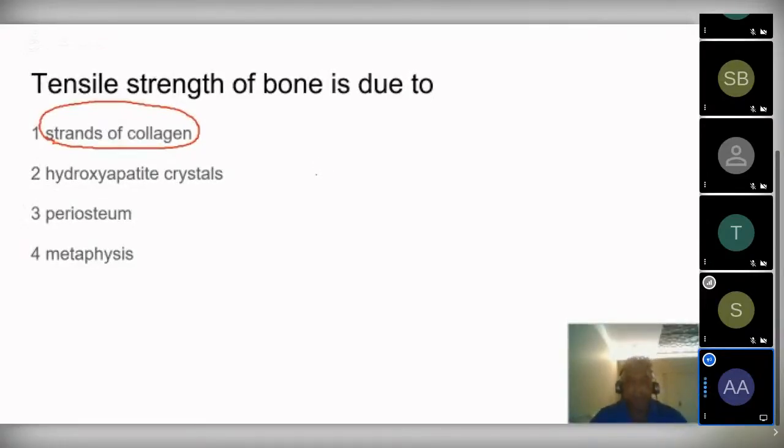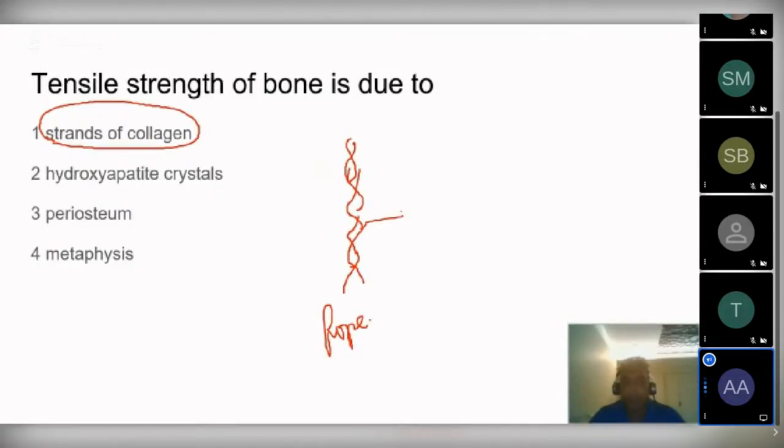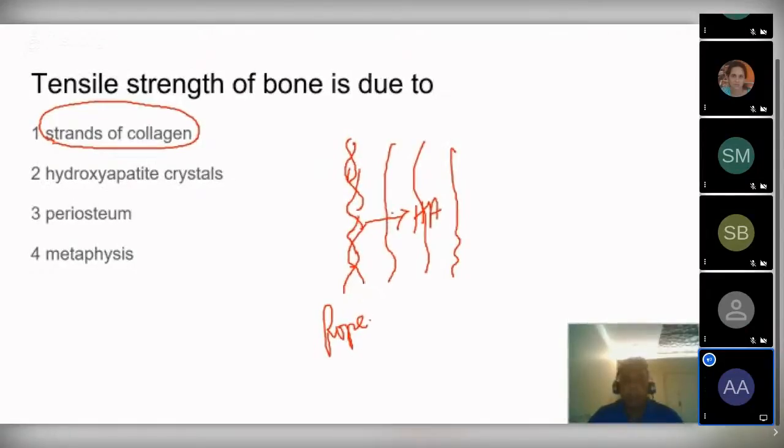So please remember, maybe I'm not sure if I have a slide in a subsequent presentation. See, bone is formed by collagen, which is woven like this. It is like a rope. So this is hardened by the crystals, hydroxyapatite crystals. So there are ropes everywhere, and there is a deposition of the crystals.